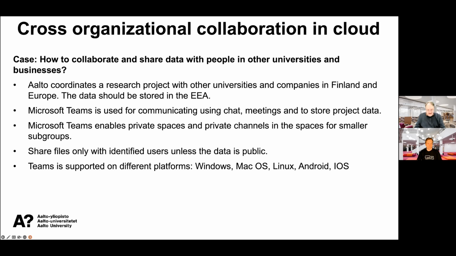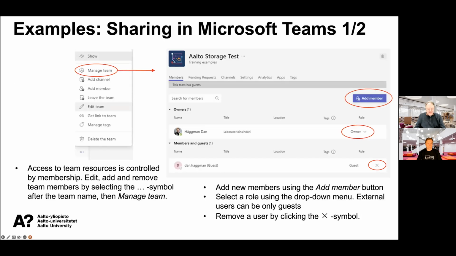Then we should still have something on sharing in Microsoft Teams. So, a practical example on how to share. Sharing is usually controlled by membership in the team. And this slide shows how to control membership. We start from the team selection grid or list. And then to add, edit, or remove team members, we click the three dots after the team name, and we select Manage Team. And then a new window opens where we can add, edit, or remove users, and that's the one to the right.